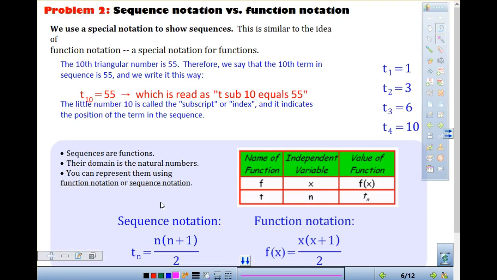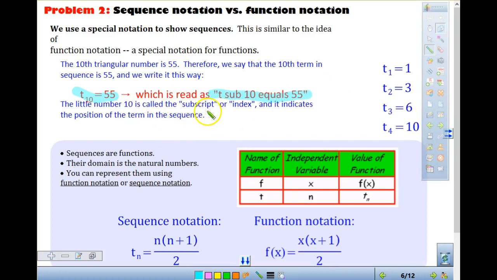So we use a special kind of notation. Similar to the idea of functions, we have a special notation. When we talk about the 10th triangular number that is 55, therefore we say the 10th term, so that you're going to have t sub 10, that just means the 10th term is 55. So when you look at how these are read, it's just a different type of way of saying it. We don't say t to the 10. We read it as t sub 10 equals 55.